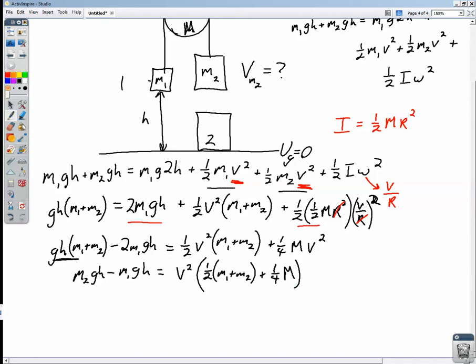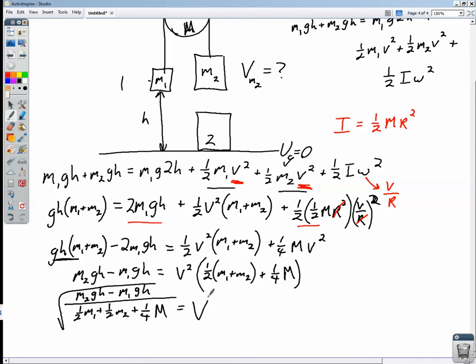So now we just need to finish it off. We've got m2gh minus m1gh all divided by 1/2 of m1 plus 1/2 of m2 plus a 4th of M. And we take the square root of that whole thing, and we get the velocity at the bottom.